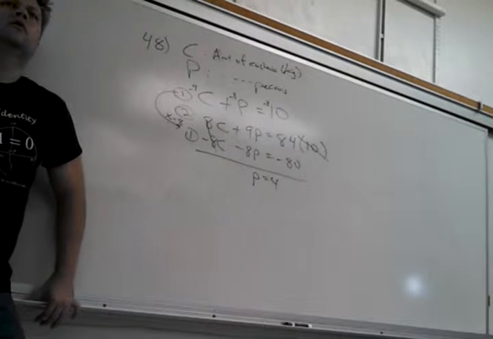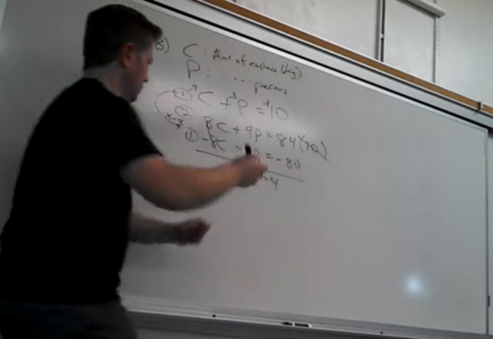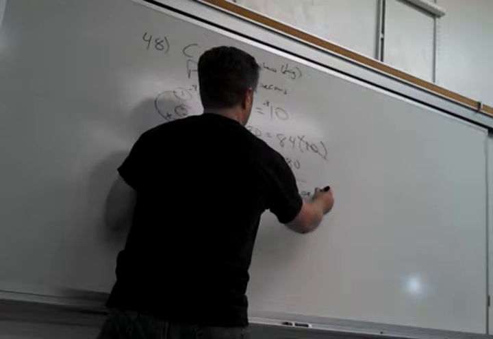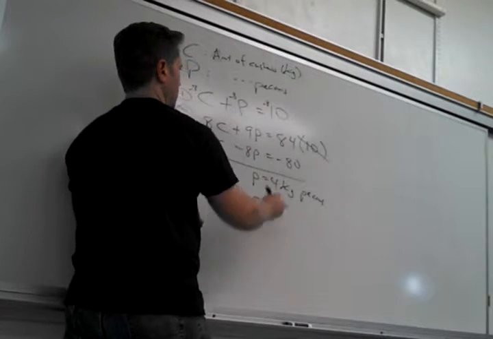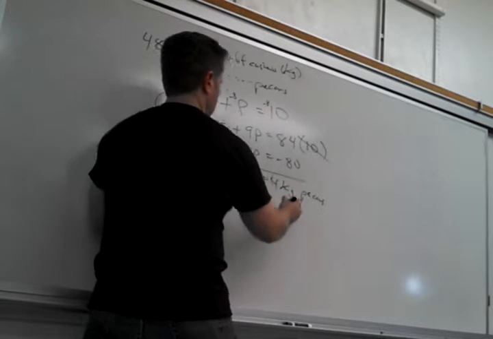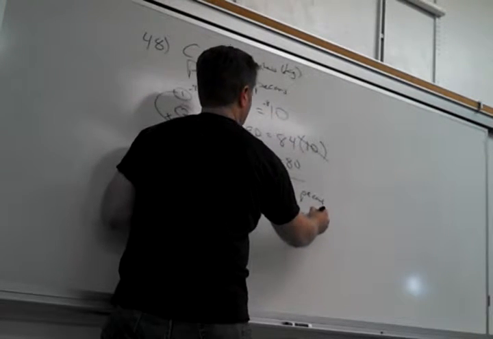Pecans in that mix. What about the pecans? How much? 4 kilograms. Good. So 4 kilograms pecans. So how many kilograms of cashews? 6. Yeah, because it's supposed to add up to be 10. So 6 kilograms cashews.